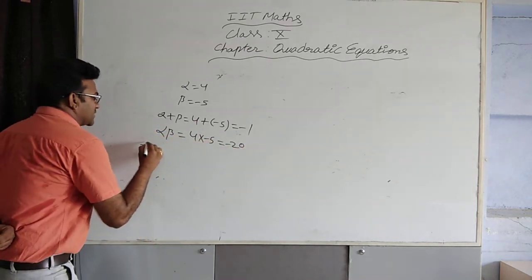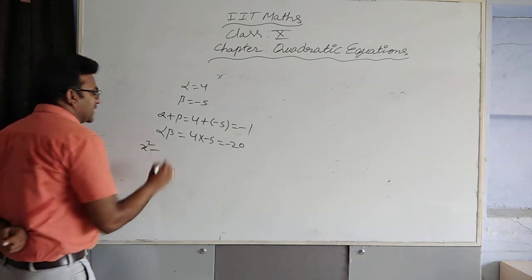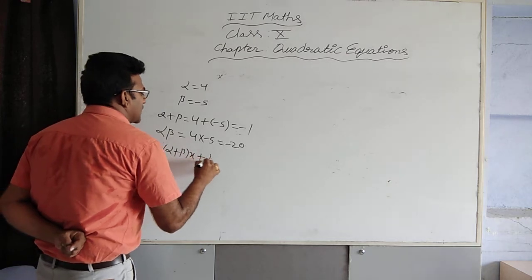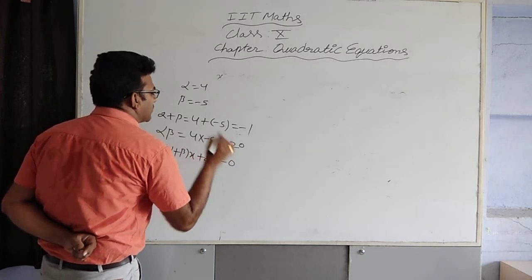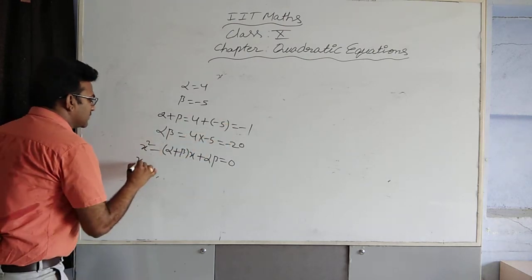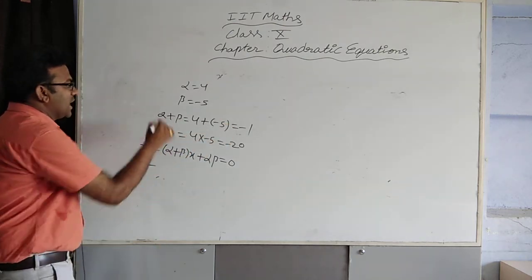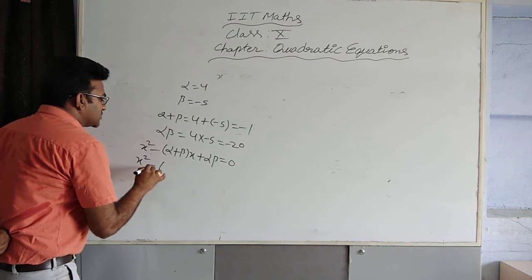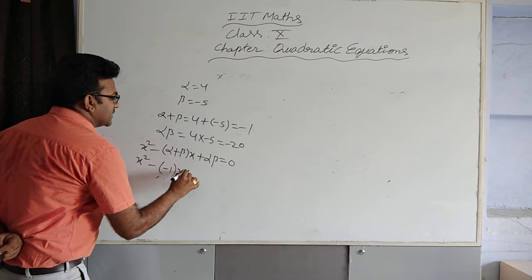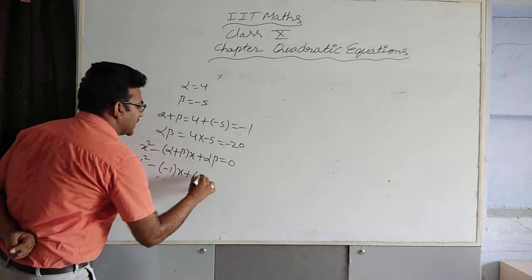Now the quadratic equation is x square minus alpha plus beta into x plus alpha into beta is equal to 0. Now I substitute the respective values. x square minus alpha plus beta, which we already have as minus 1, into x plus alpha into beta, minus 20.